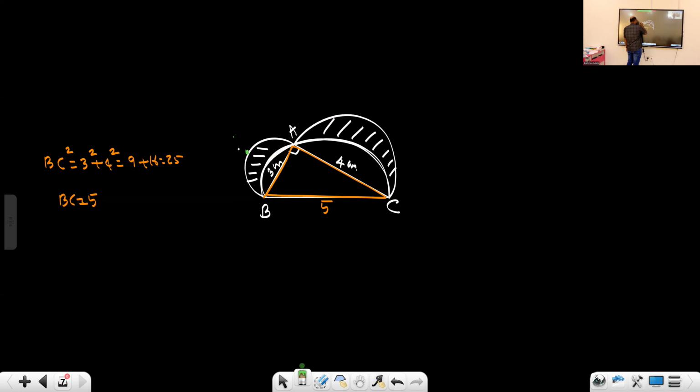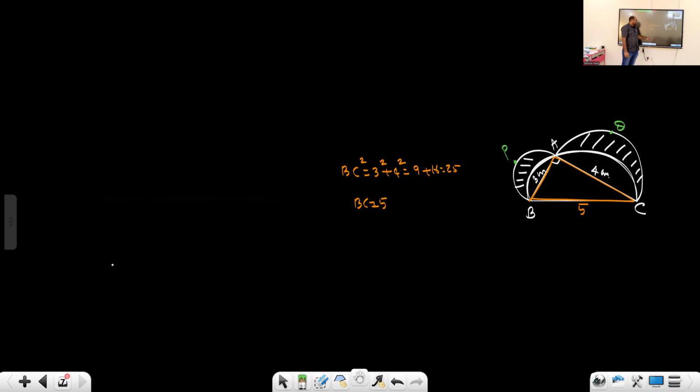Here mark P, here mark Q. Area of the shaded region equals area of triangle ABC.